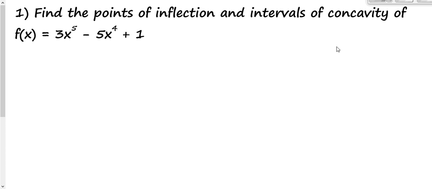Okay, this is part 2 of our lesson on inflection points and concavity, and we're going to work through some examples. And this one says find the points of inflection and the intervals of concavity.